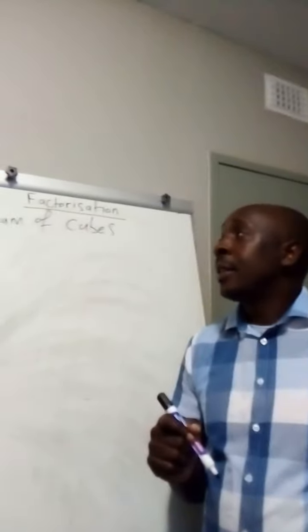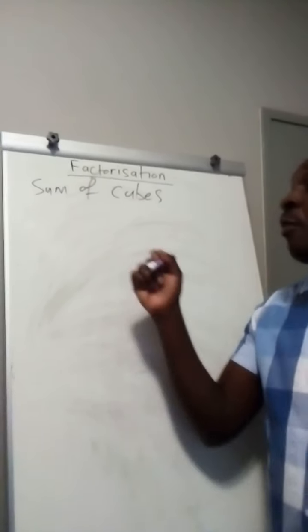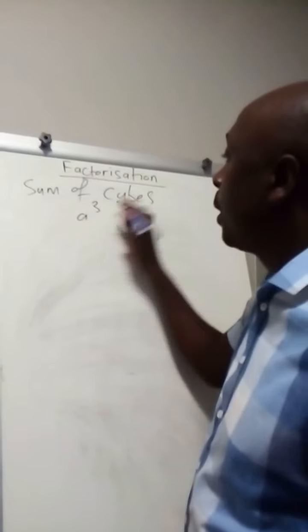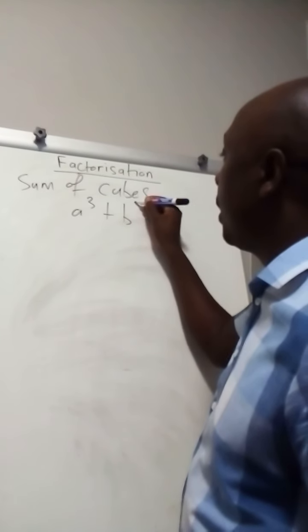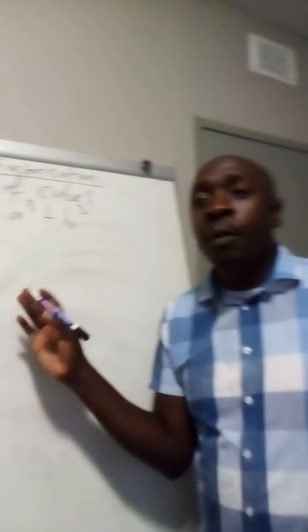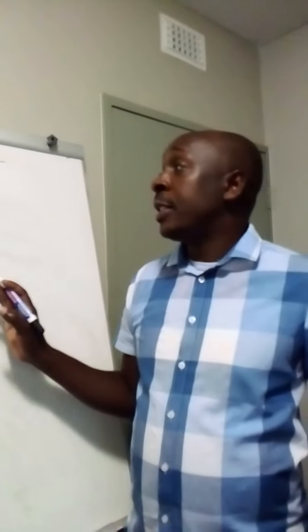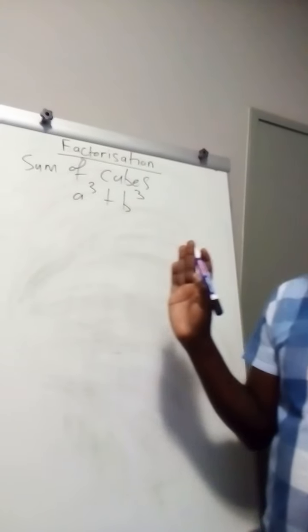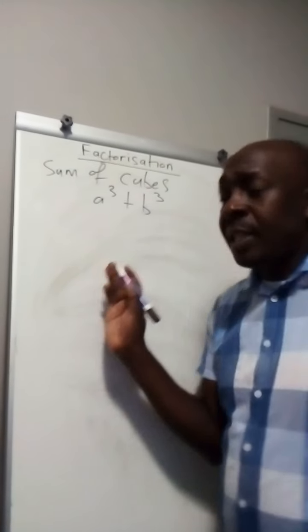Hello everyone, welcome back to Factorisation. Now we are looking at numbers in this form, which you call sum of cubes, in this format: a cubed plus b cubed. How do you handle factorization of these numbers? We use the format called sum of cubes. So what is our formula now?